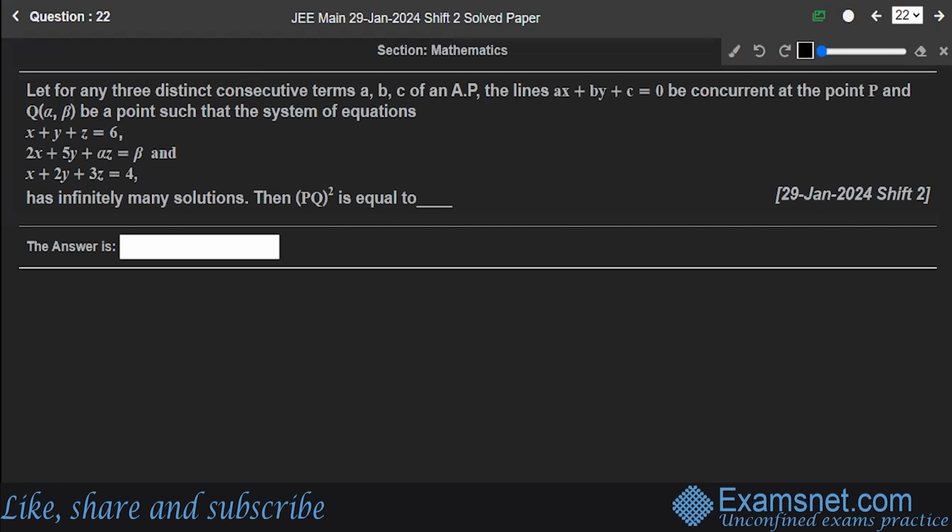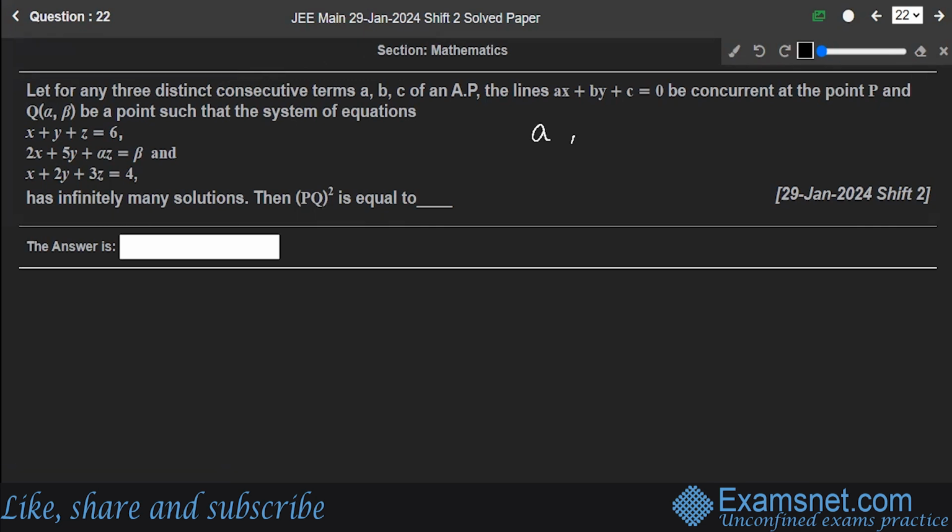Question number 22: let any three distinct consecutive numbers A, B, C form an AP, the lines be concurrent at the point P, and let Q be such a point that the given system of equations has infinitely many solutions. Basically, in this question, you have to find the coordinates of P and Q so that we can find their distance.